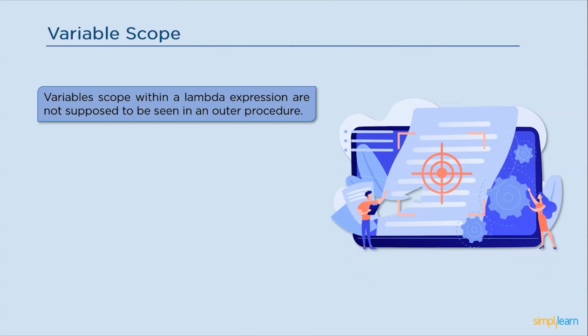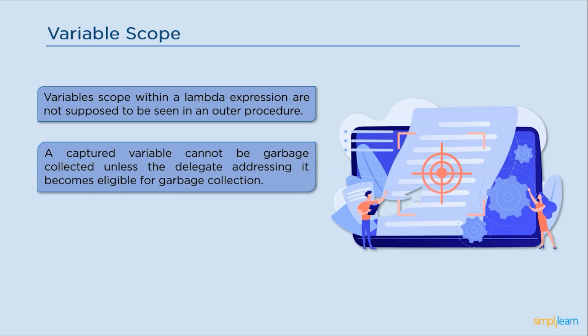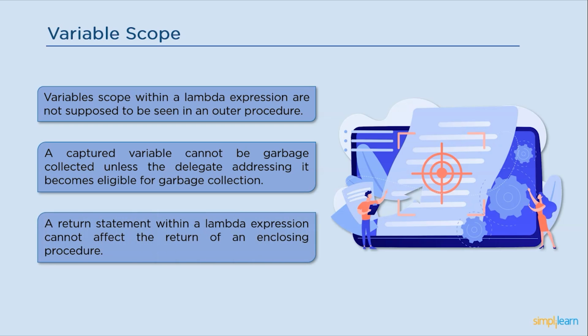Variables launched within a lambda expression are not supposed to be visible in an outer method, according to the several regulations when employing variable scope in a lambda expression. There is also a requirement that a captured variable is not to be garbage collected unless the delegate referencing it becomes eligible for garbage collection. Furthermore, it is against the rule to utilize a return statement within a lambda expression to force the return of an enclosing method. Now, let's try a code to understand this in detail.